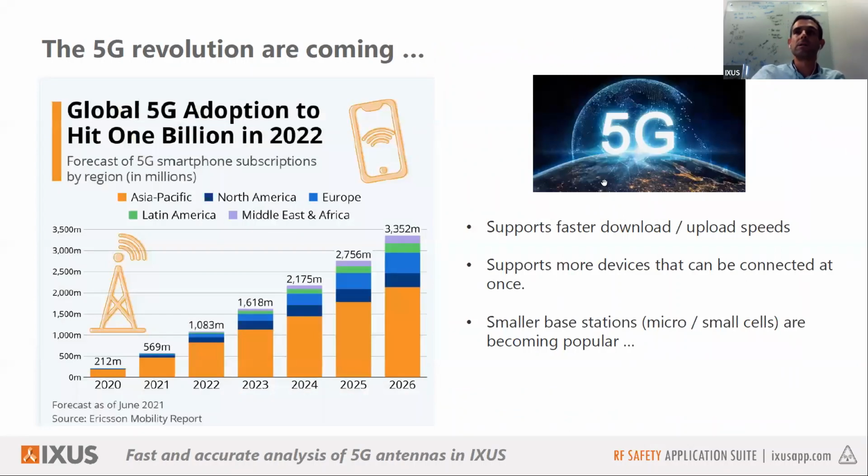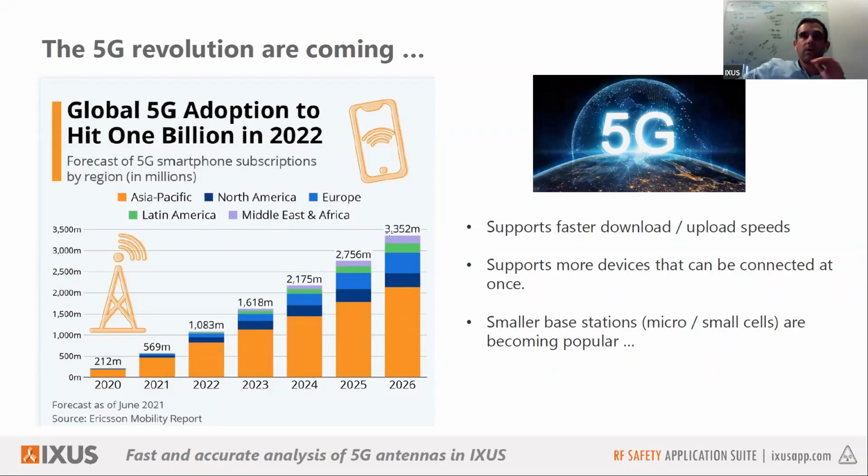This is just a few more graphs to illustrate this point. It's expected that the adoption of 5G is going to hit almost the 1 billion mark in 2022. I don't know if that prospect is still accurate. This was from an Ericsson mobility report last year, but regardless, you can see the growth from where we're standing now to what is projected in the next 5 years, that the numbers are going to more than double.